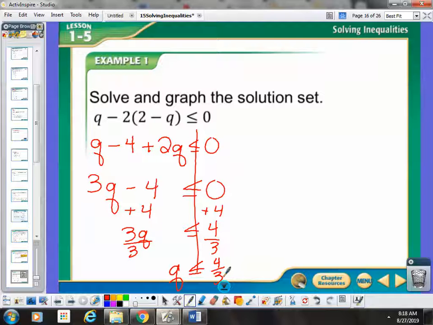And it's okay to have a fraction. I wouldn't want to make this into a decimal because I would have to round. 4/3 is a repeating decimal, and we don't want to round an answer when we're trying to get an exact answer here. So leave it as 4/3 if you would. Let's graph this.